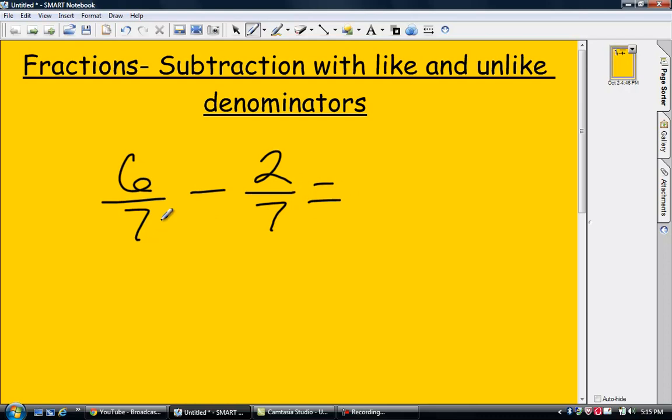Okay, since we have the like denominators of 7, we can just simply subtract straight across here. 6 minus 2 is 4, and bring over your denominator of 7, and you are all finished because this is in reduced form. Nothing else you need to do there.